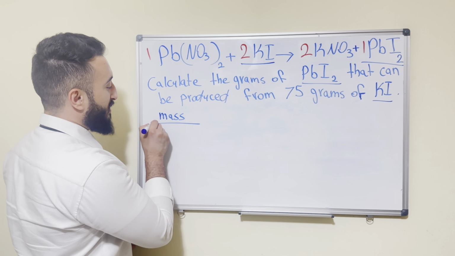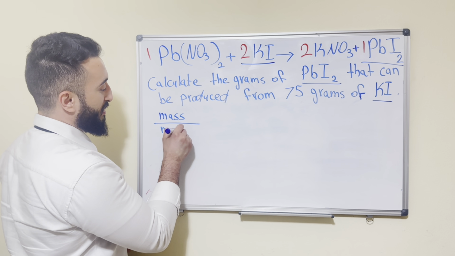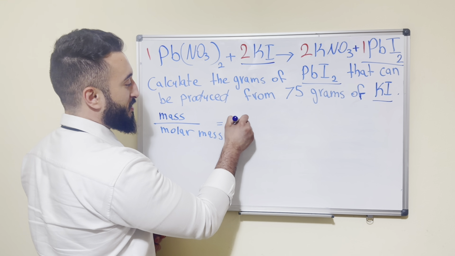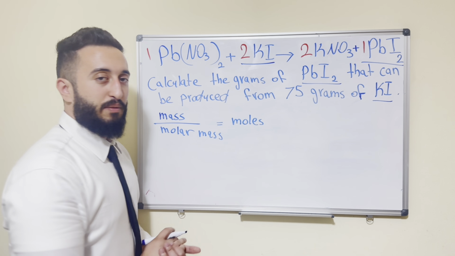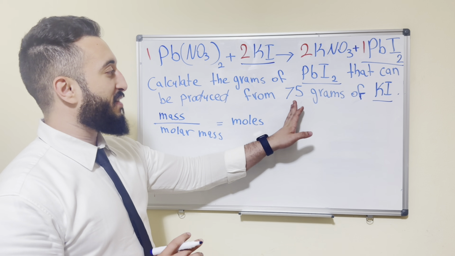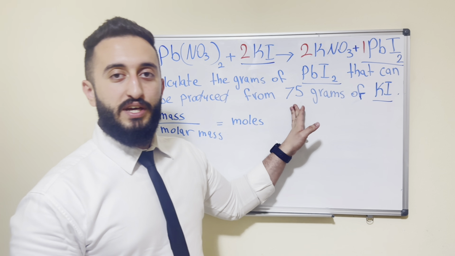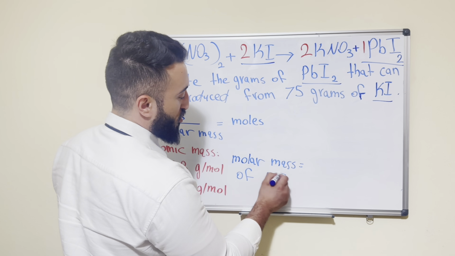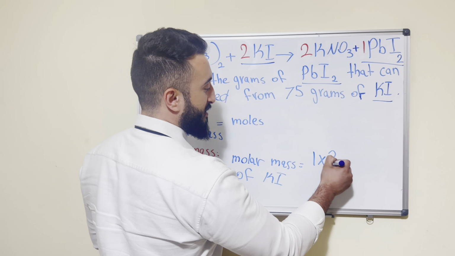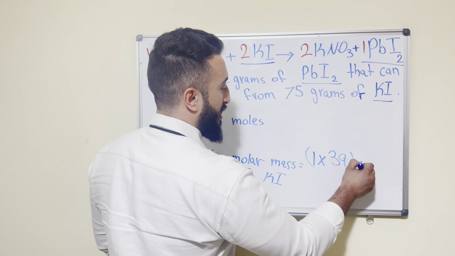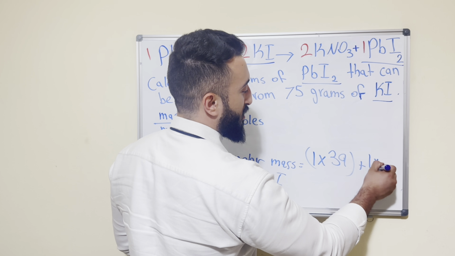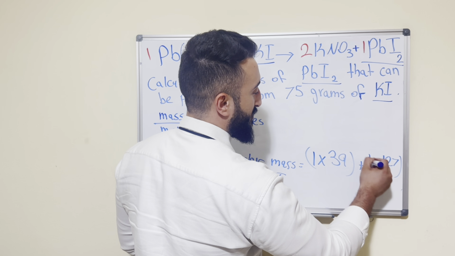We can divide this mass by the molar mass, so we can get what? We can get the moles. So let's divide the mass over the molar mass. Here we have the mass. How can we calculate the molar mass of potassium iodide? How many potassium do we have? 1. The mass of 1 is 39, plus how many iodide do we have? 1. The mass of 1 iodide is 127.